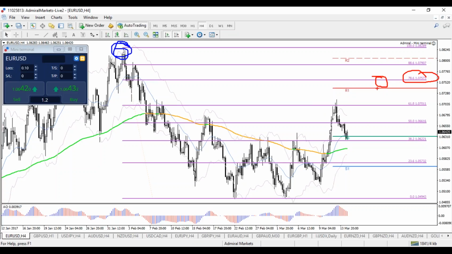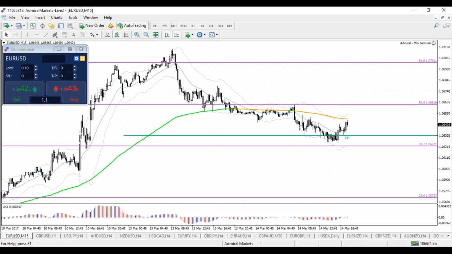I think that's it on the euro dollar, to be honest. I really don't think that I have more to add. If you have any questions, feel free.